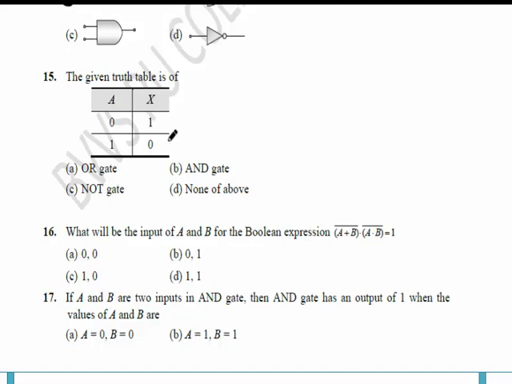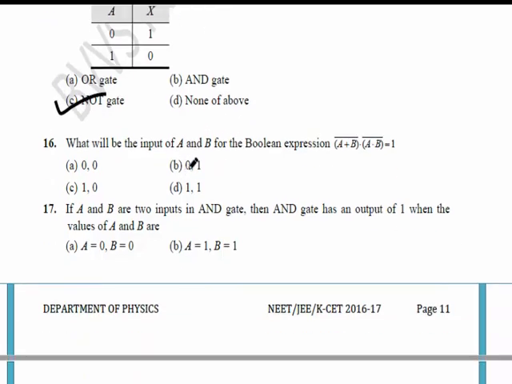The given truth table: A is 0, output X is 1; A is 1, output is 0. That means NOT gate. Simple. 16.